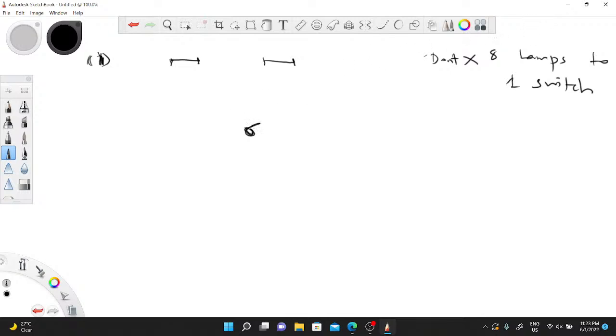So this is how you join it. You can do something like this: short dashes. So this is how you do the lamps. Okay, this is what you use to represent your fans. Your fans must all be of approximately equal size. Approximately, don't draw one like this.